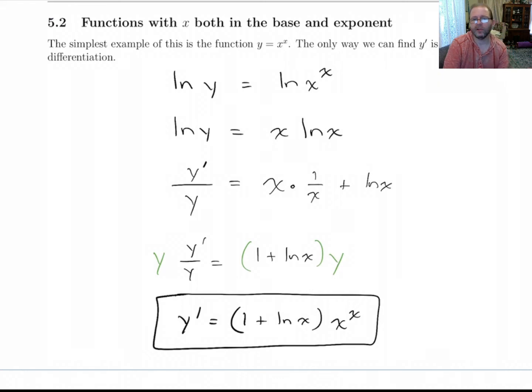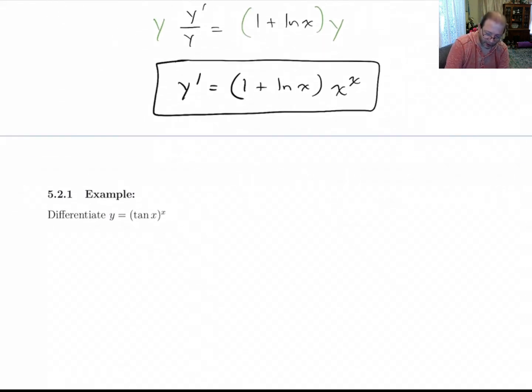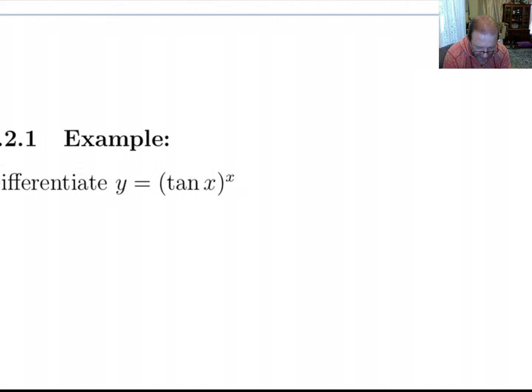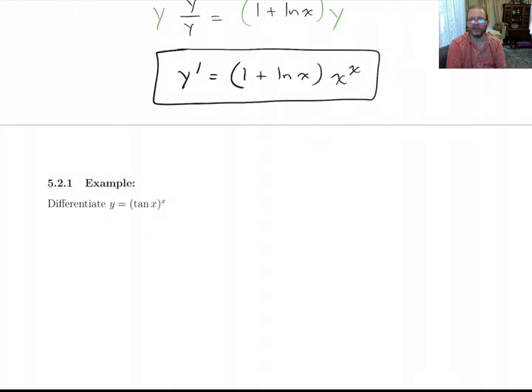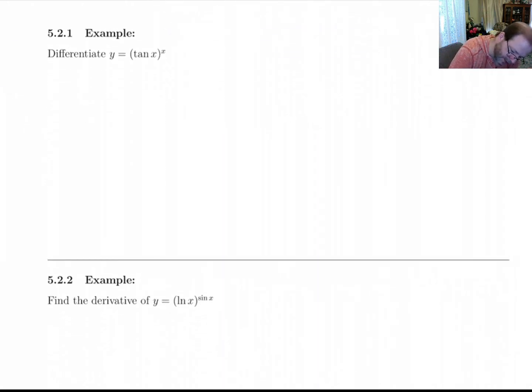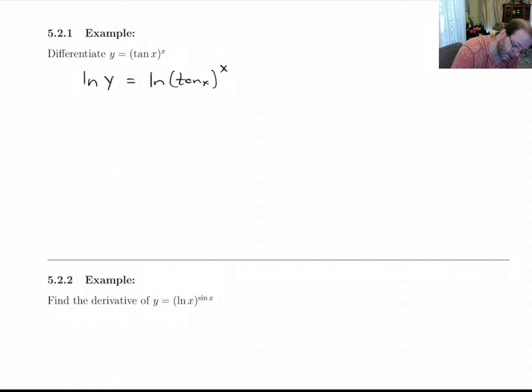All the examples that we're going to see for this are going to look similar. The ones in the homework are very similar to this, where you have a trig function raised to the x, or maybe you've got it raised to the natural log or something like that. But let's do this. Differentiate y equals tan x to the x. All right, ln y equals ln of tan x to the x. So ln y is equal to x ln tan x.